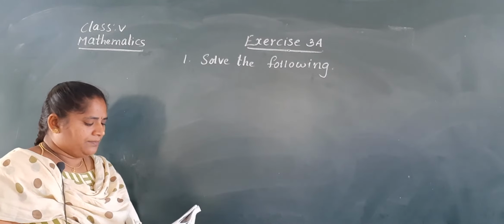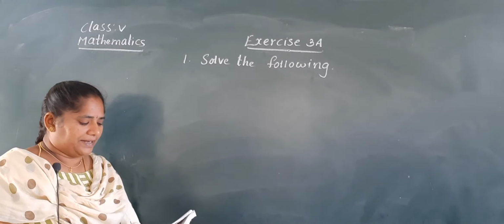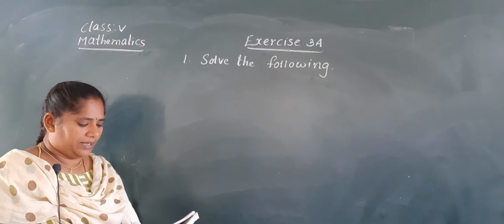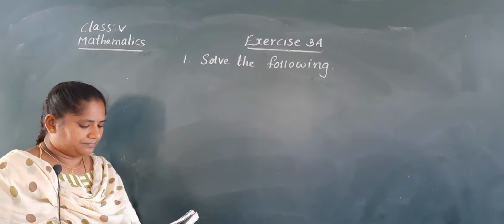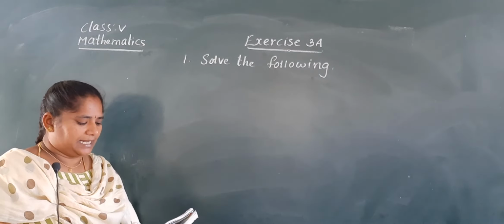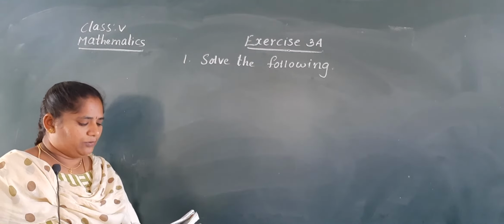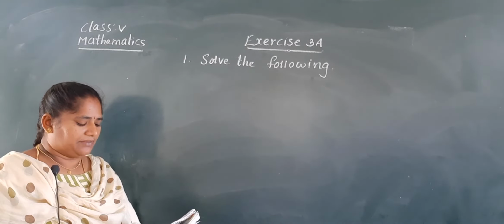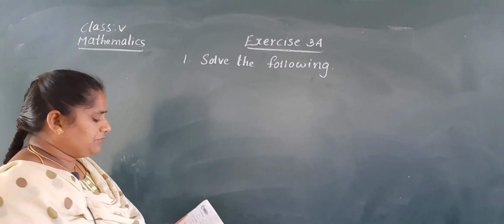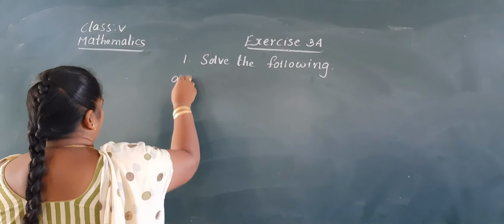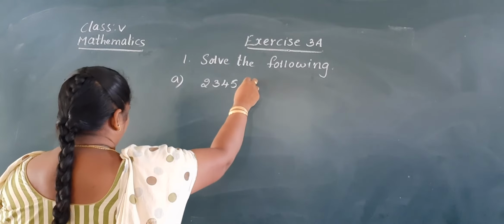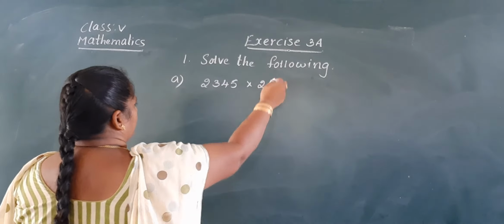So, here they are given multiplication of a 4-digit number by a 2-digit number, and a 3-digit and 5-digit number by a 2-digit number. Here A, B, C, D: 4-digit by 2-digit and 5-digit by 2-digit are given up to D. So, we will do one problem. First we will do problem A: 2345 into 25. Note down, all of you.